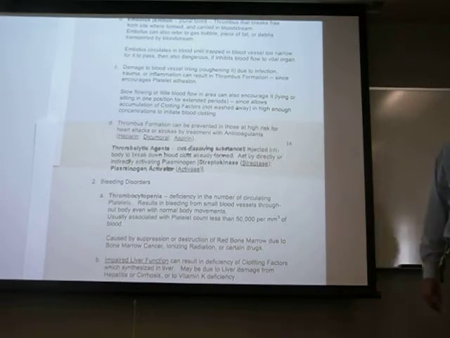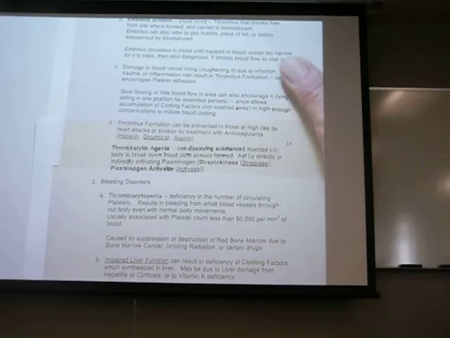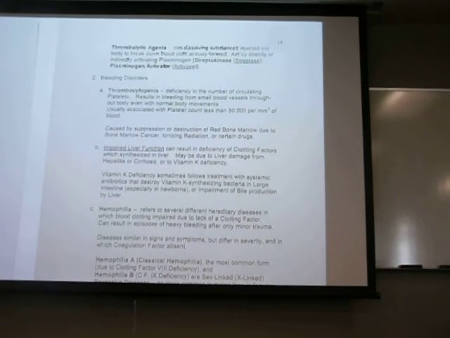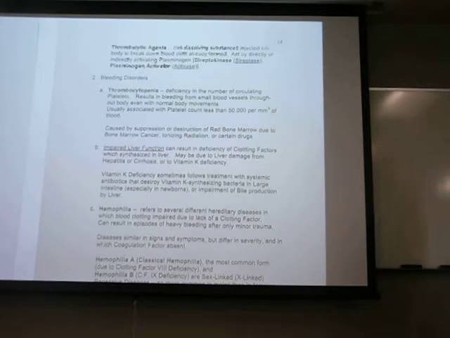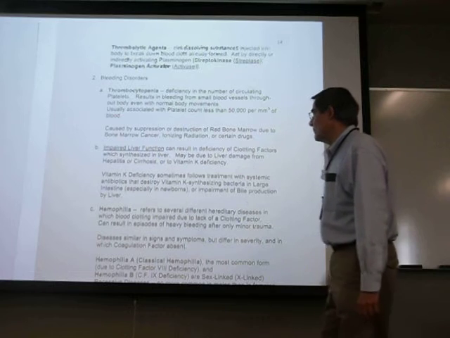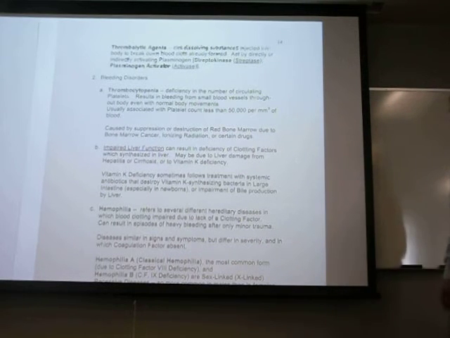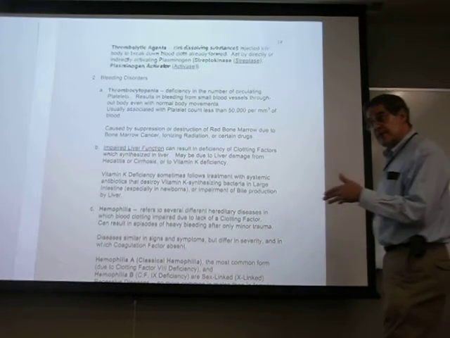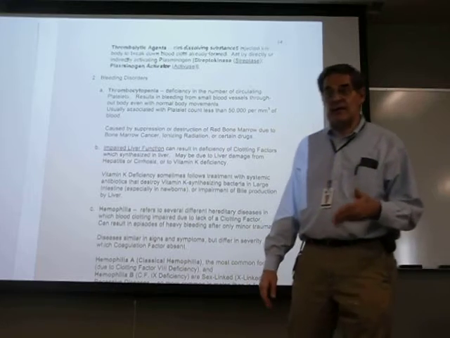Something else that can bring this about is that the liver is not working as it should. Remember, the liver is the major source of our clotting factors. So impaired liver function can result in a deficiency of the clotting factors that are made by the liver. And what can bring this about? Well, hepatitis, sometimes due to chemicals.